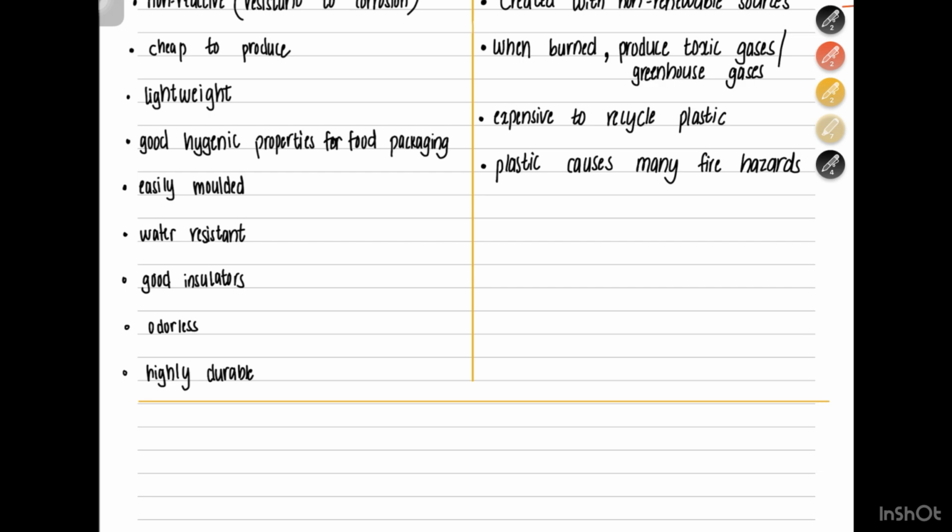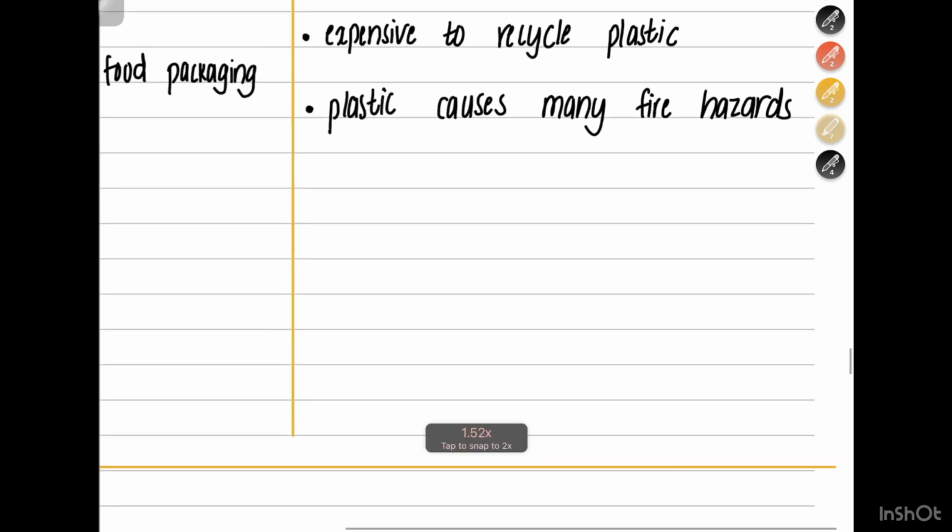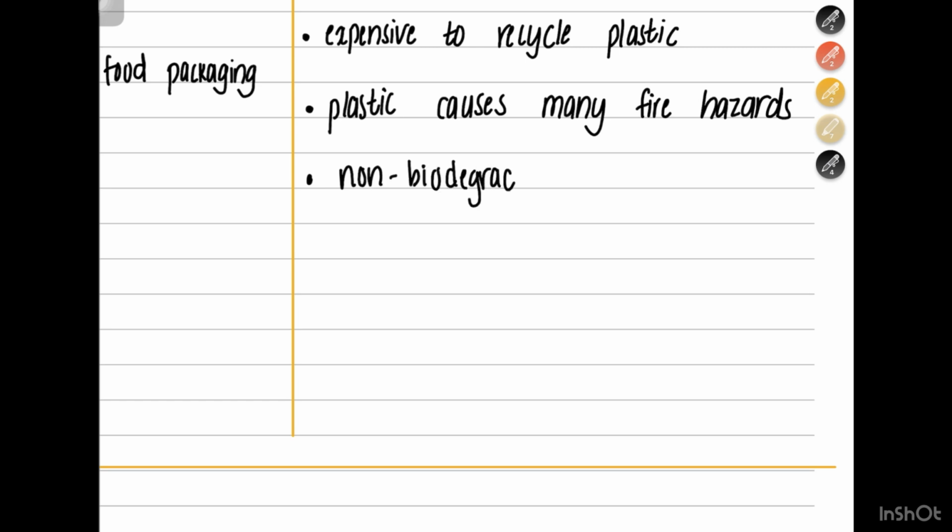Now, one more point that we can mention here, that most plastics are non-biodegradable. Not all of them, but most of them, because they have created some biodegradable plastics as well. You know those plastic bags that if you leave them for some time, they just start breaking up into little shreds. That's biodegradable, but most of them are non-biodegradable.